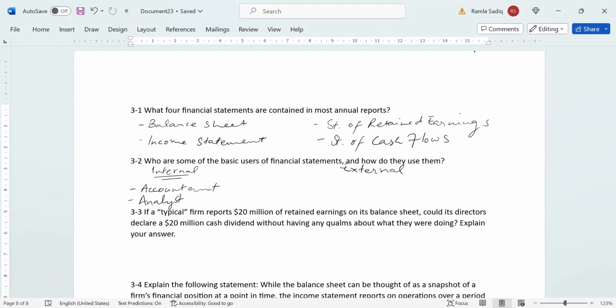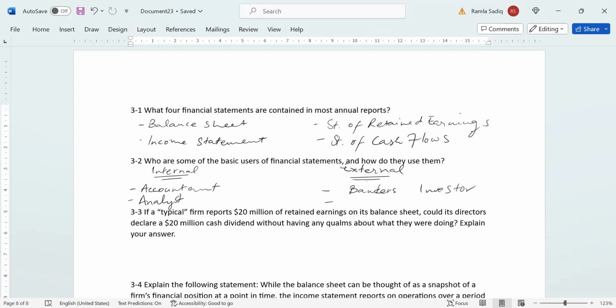In terms of external users, we could have, for example, bankers and investors. It's safe to say that bankers will use financial statements to make intelligent decisions about what firms to extend credit to, and investors will decide which firms to invest in. And similarly, managers need financial statements to operate their business efficiently.